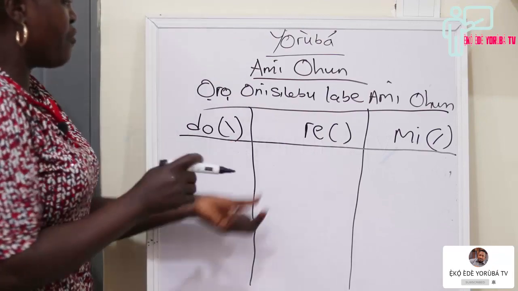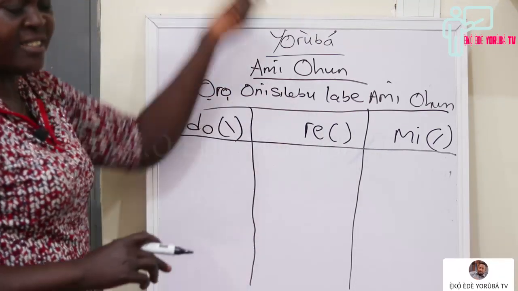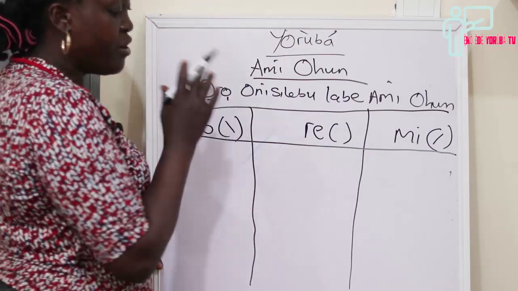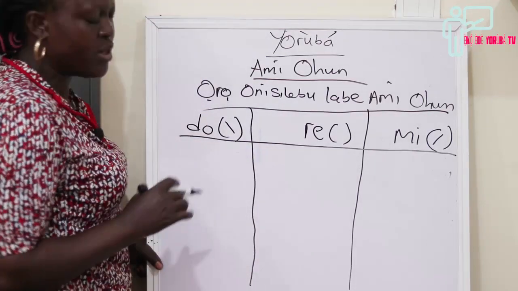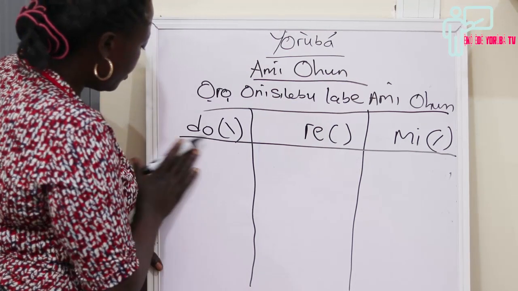Every time we'll be referring to consonants, vowels and syllables, as we did the other time. Every time we are teaching, we are going for it. So now, this one is do. I want to start from do.